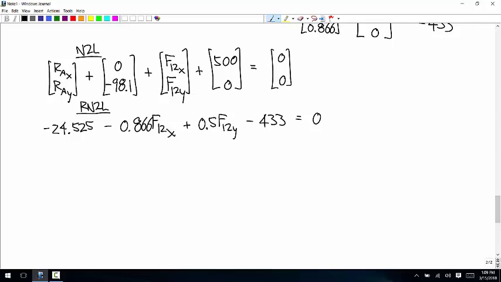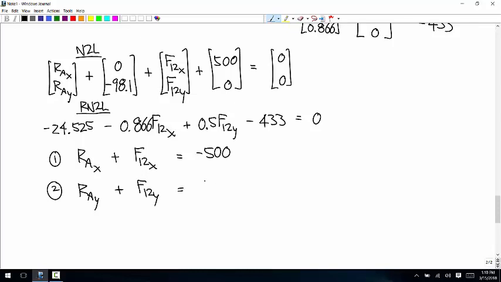Okay, so we did all that for these 3 equations. And like you pointed out, we have 4 variables and 3 equations. We can't solve anything yet. I'm just going to write out these 3 equations, and I'm going to put them in the form that we're going to use for reduced row echelon form. So 1 RAX plus 1 F12x is equal to negative 500. Second equation says RAY plus F12y is equal to positive 98.1.